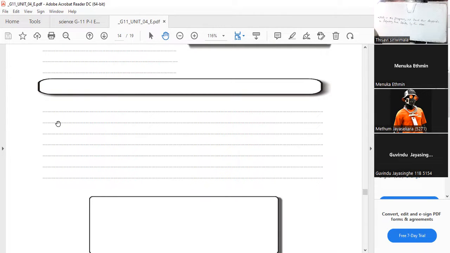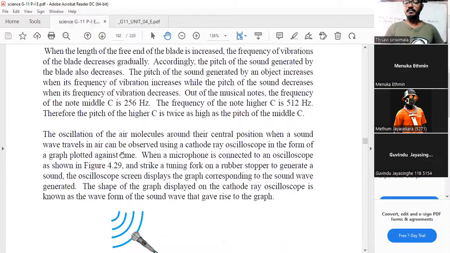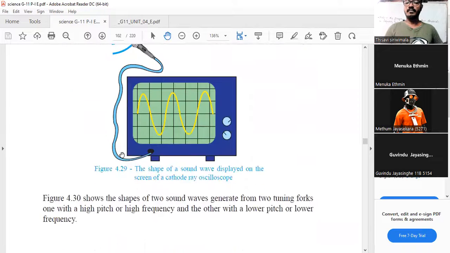we can use a device called cathode ray oscilloscope. You can check the spelling here.